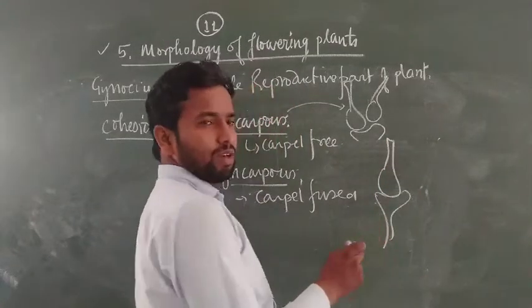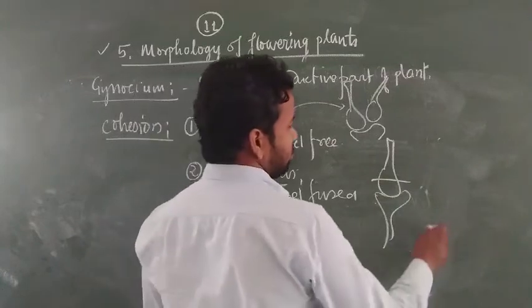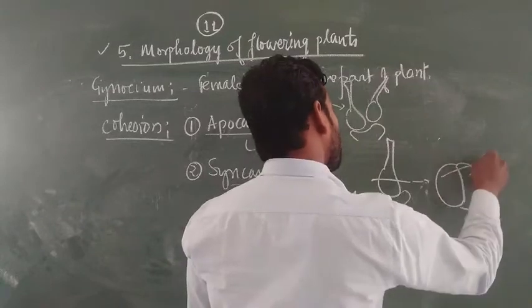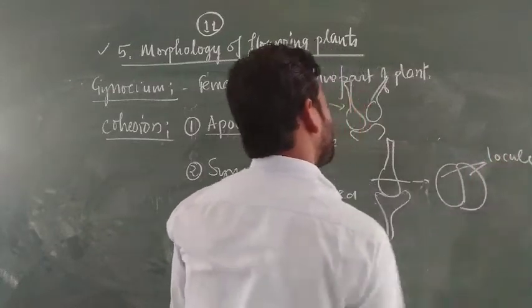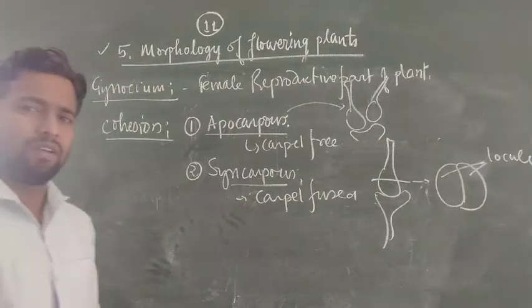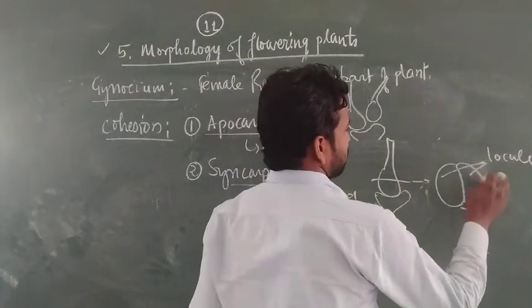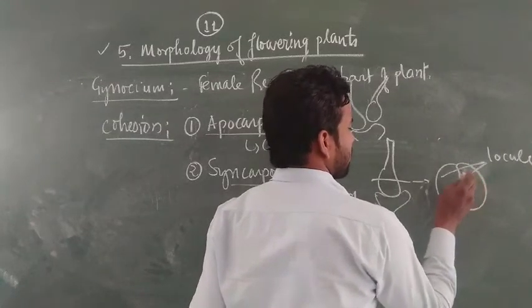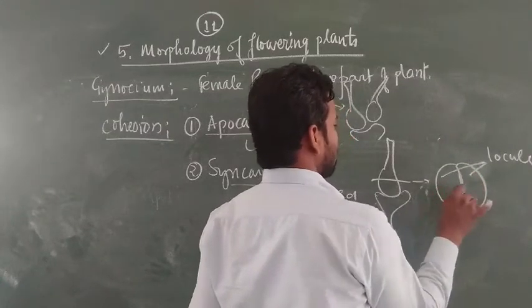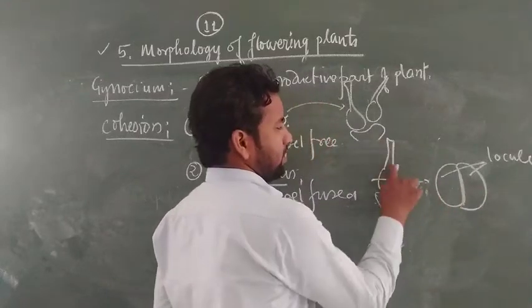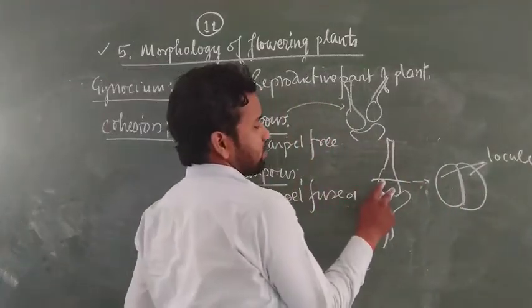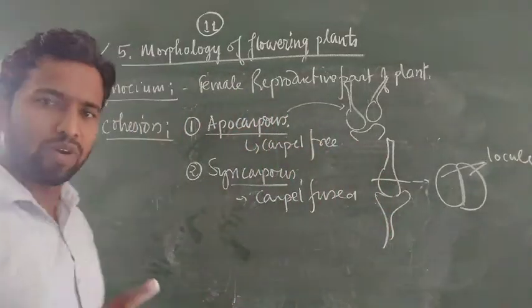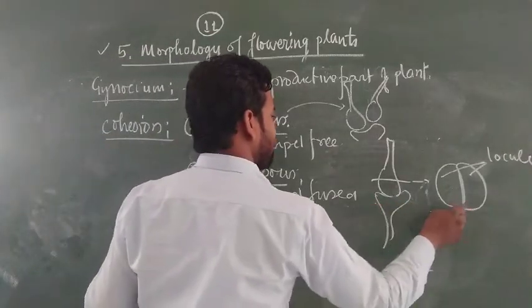How can you observe this? If you perform a transverse section of the ovary, you can find this type of ovary. You can see two locules present in the ovary, one chamber having one locule and the other chamber having another locule. This clearly indicates that this is an ovary of syncarpous condition. It is formed by fusion of two carpels. This is called the bicarpellary situation.